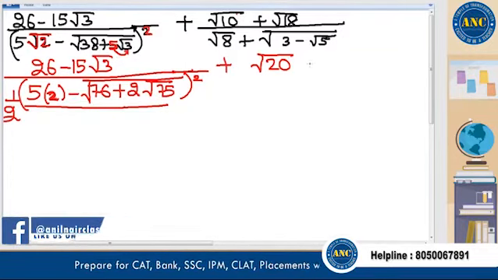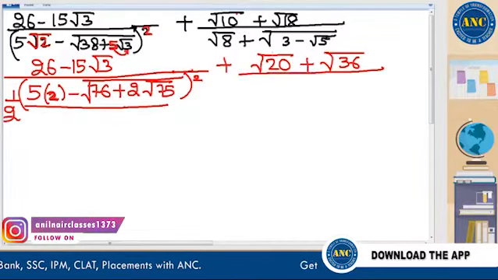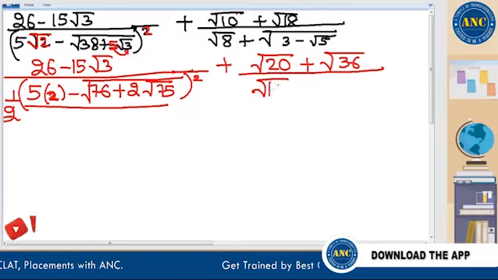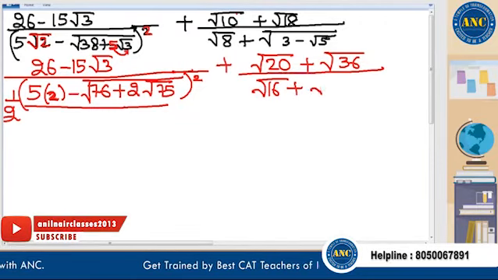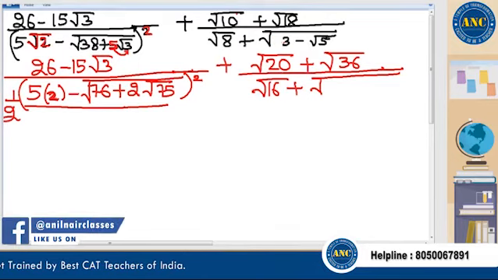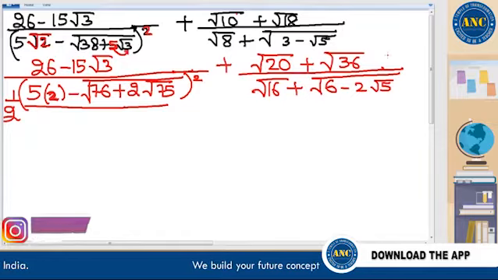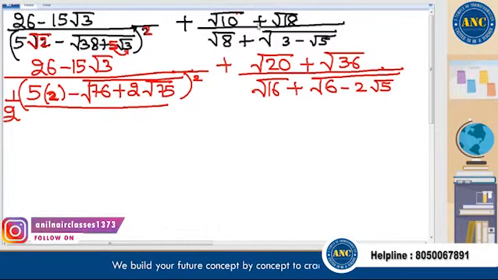Root 2 into root 10 plus root 2 into root 18. It is root 36. Again, root 2 into root 8, it is root 16, plus. Now see here, root 2, that means inside multiply by 2. It becomes 2 into 3 is 6 minus 2 root 5. I believe that this particular step is very, very clear for everyone.